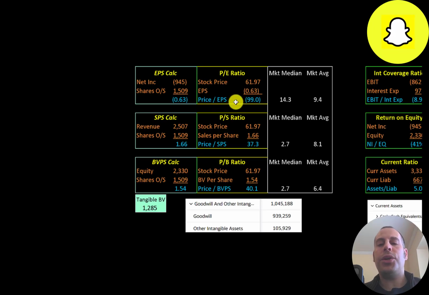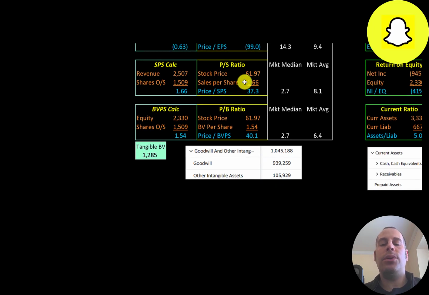Let's look at their financial ratios. The average PE in the market's 9, the median is 14. PE is stock price over earnings per share. To calculate earnings per share, that's net income over shares outstanding. They have negative net income, so they have negative PE. When a company has negative PE, you look to the price to sales ratio. Price to sales is stock price over sales per share. They're at 37. So investors are paying $37 for $1 of revenue.